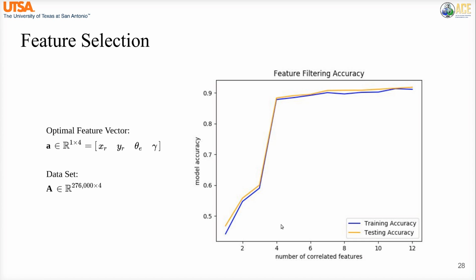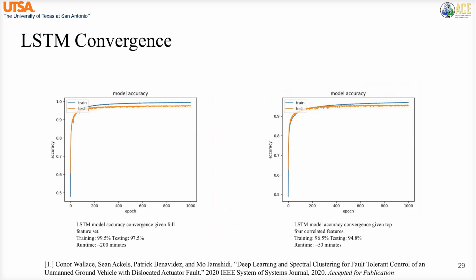Basically what you can see is that from 4 until 12, there is not really much significant difference. So in theory, your optimal feature vector would be the first 4 highest correlated features, which actually are the X residual, the Y residual, the theta error, and the steering angle. And so with that, I reduced the data set from 276,000 by 12 to 276,000 by 4.